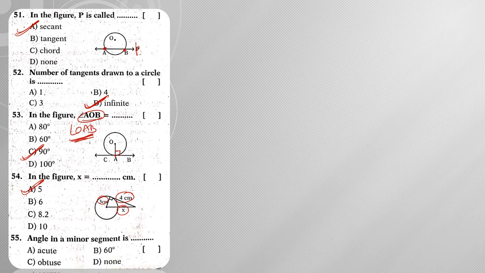Next, angle in a minor segment is. Minor segment means, in a circle if we draw a chord, then the part which has lesser area is called the minor segment. In the minor segment, if we consider the angle, this angle will always be an obtuse angle. So angle in the minor segment is always obtuse.